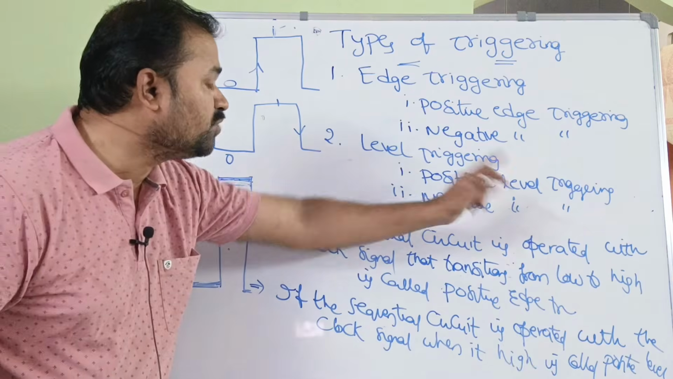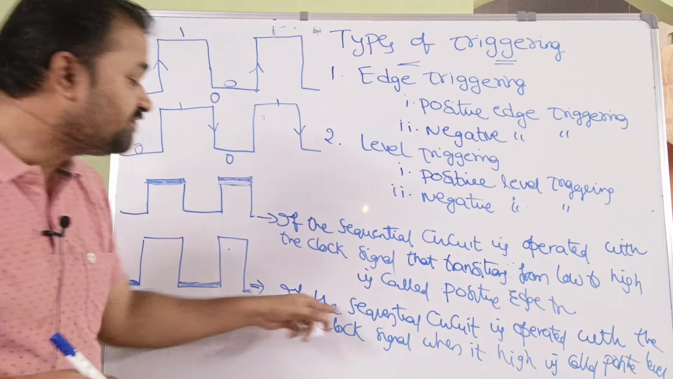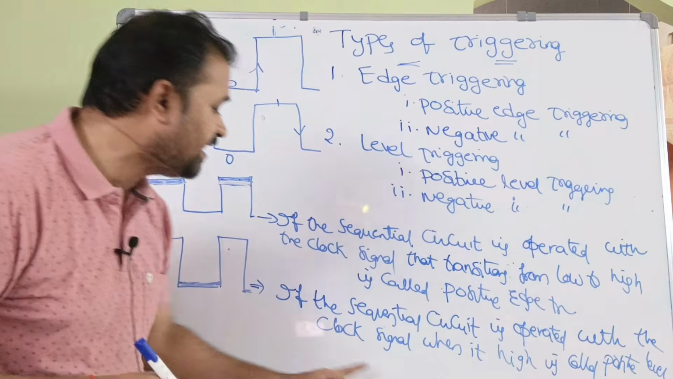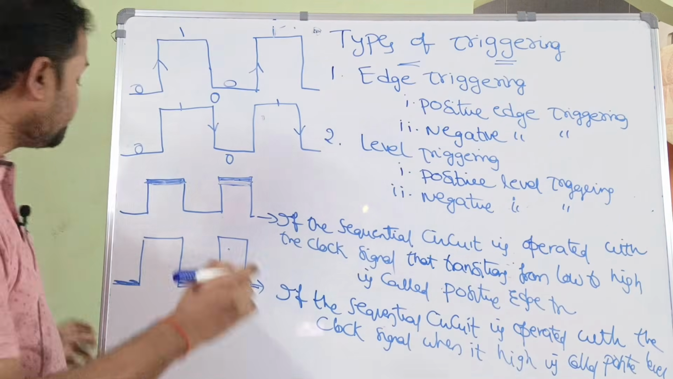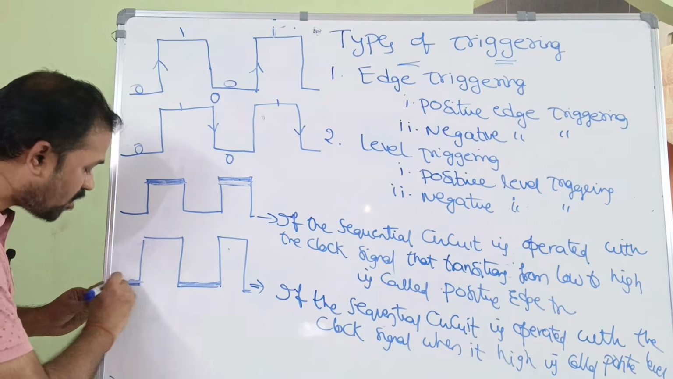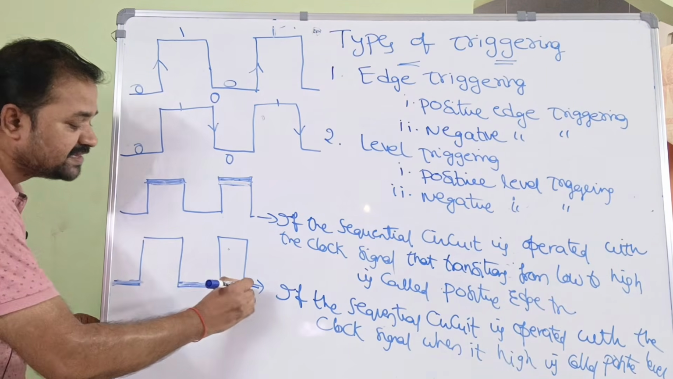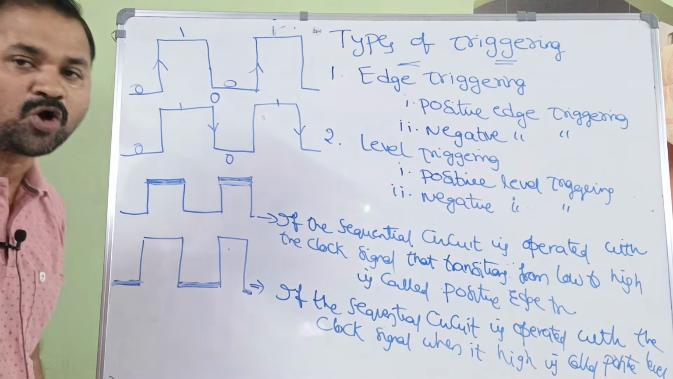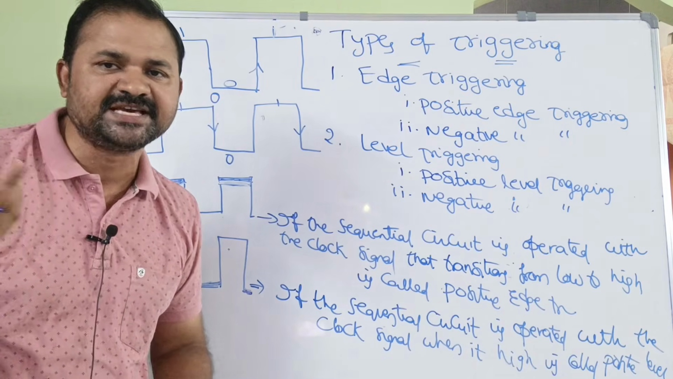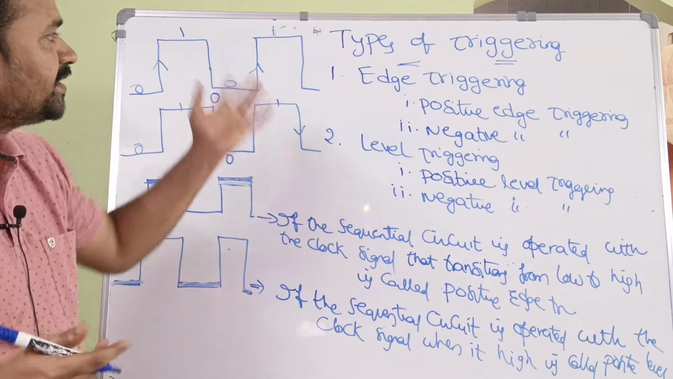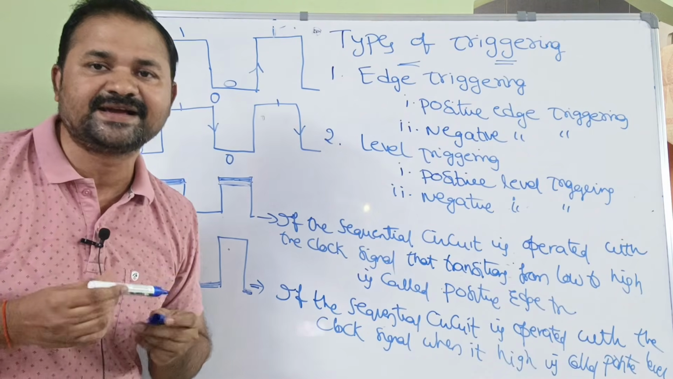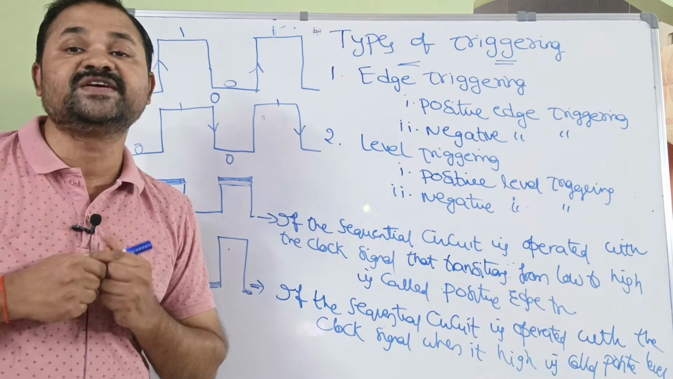Whereas negative level triggering means the sequential circuit is operated with the clock signal when it is low. That means whenever the clock signal is low, the corresponding clock pulse will be applied on the sequential circuit and we will get the output. So this is about the different types of triggering mechanisms in sequential circuits.